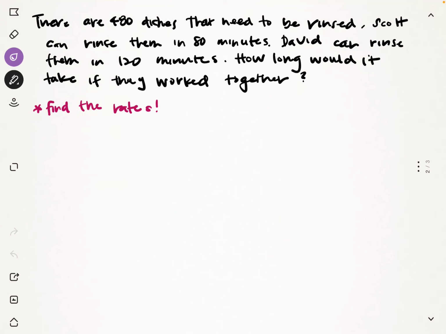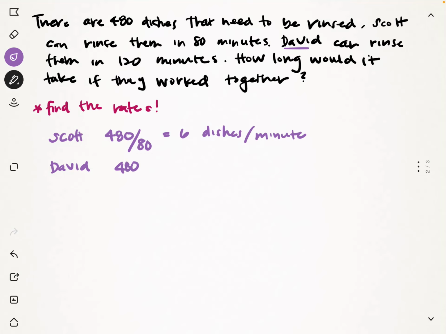So Scott can rinse the whole thing, 480 dishes in 80 minutes, then his rate would be 480 divided by 80, which is going to be 6 dishes per minute. And then David can rinse them in 120 minutes. So David can do all 480 of them in 120 minutes, which means that he washes 4 dishes per minute.